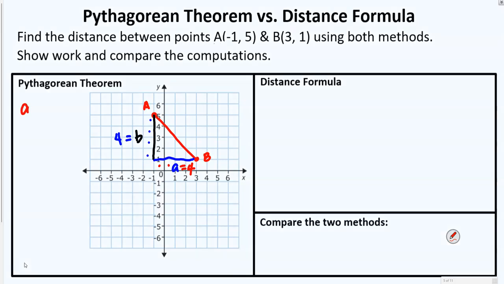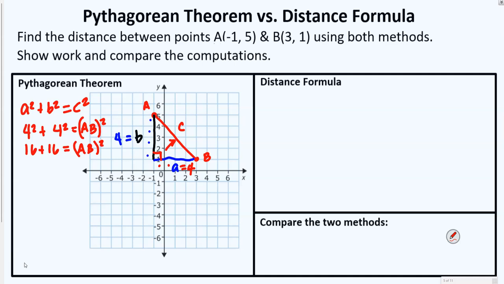Remember, we're doing a squared plus b squared equals c squared. This is going to be our c because it's our hypotenuse, opposite this right angle right there. So we're going to do 4 squared plus 4 squared, and that's going to be equal to our c squared, or in this case, AB squared. So this is going to be 16 plus 16, which is 32, and that's equal to AB squared.